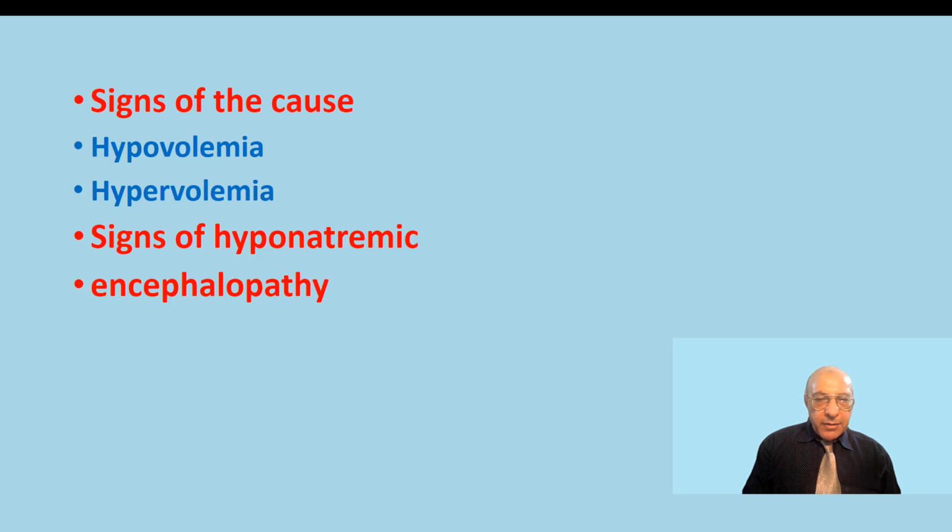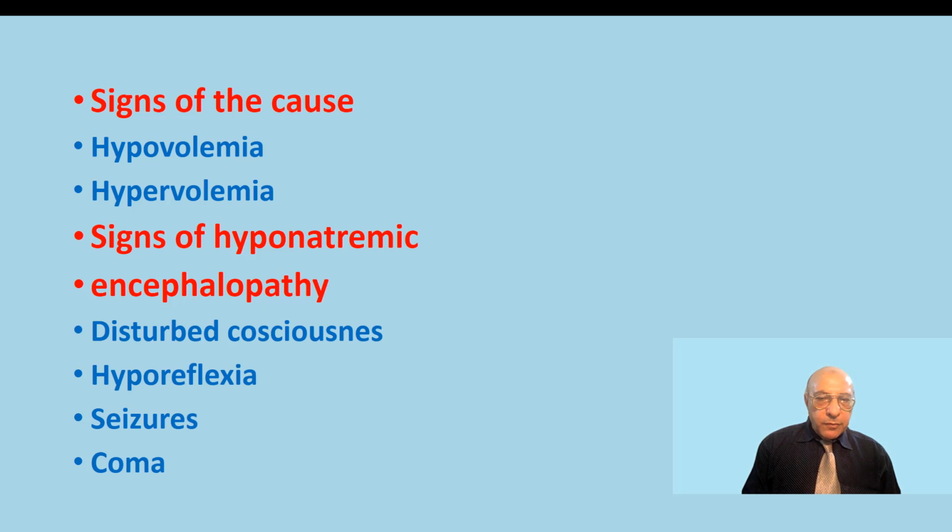with dryness of the mucous membranes, while the other group, associated with hypervolemia as in congestive heart failure, liver cirrhosis, and nephrotic syndrome, will show the signs of hypervolemia like congested veins, edema of the lower limbs, and crackles at the lung bases if pulmonary edema is present.